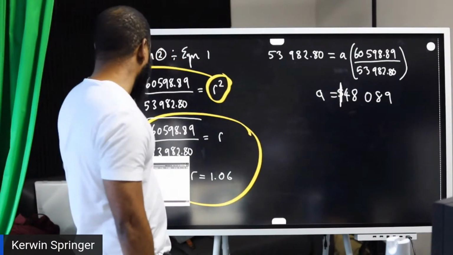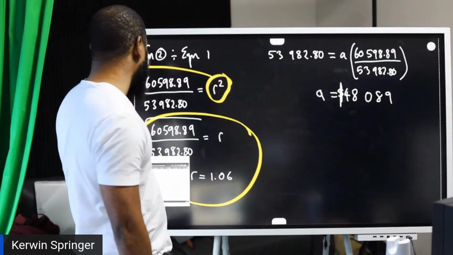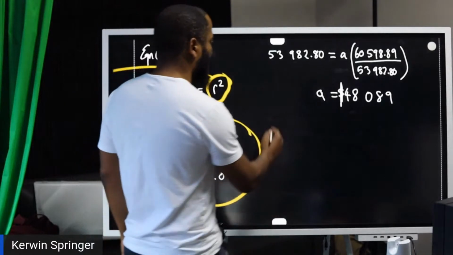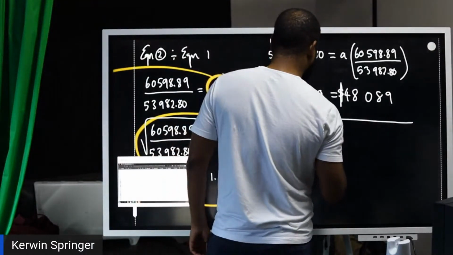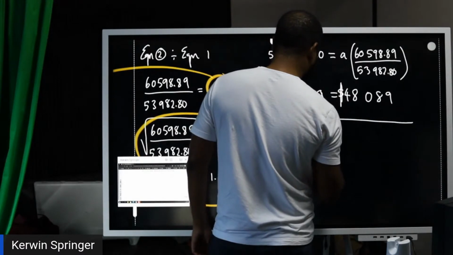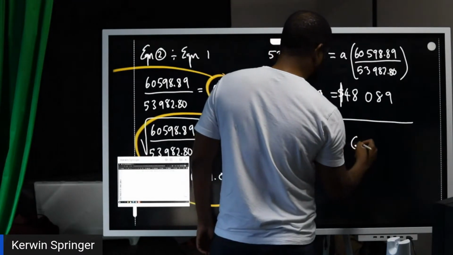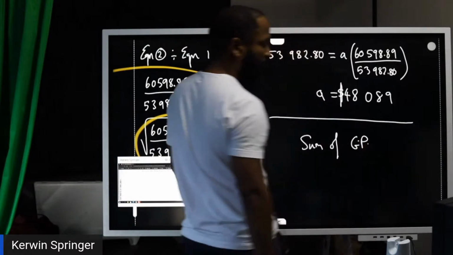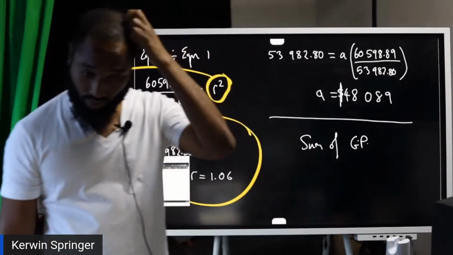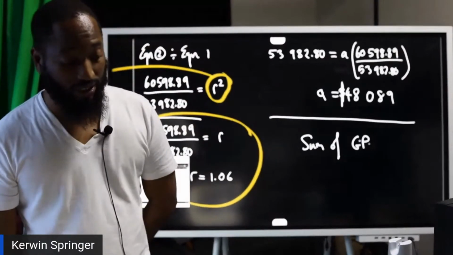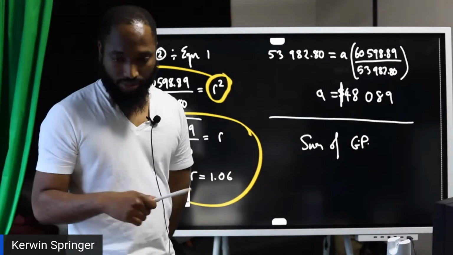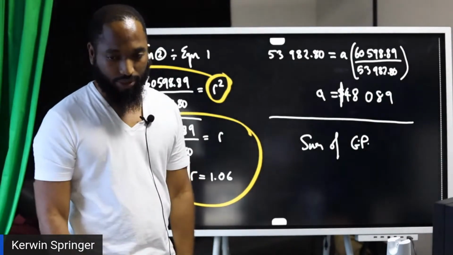So that's the amount paid in the first year. What is your SN? The total salary earned at the end of the contract. So we're trying to find the sum of a GP. What's the formula for sum of a GP? Not sum to infinity here. Just the sum of a GP.